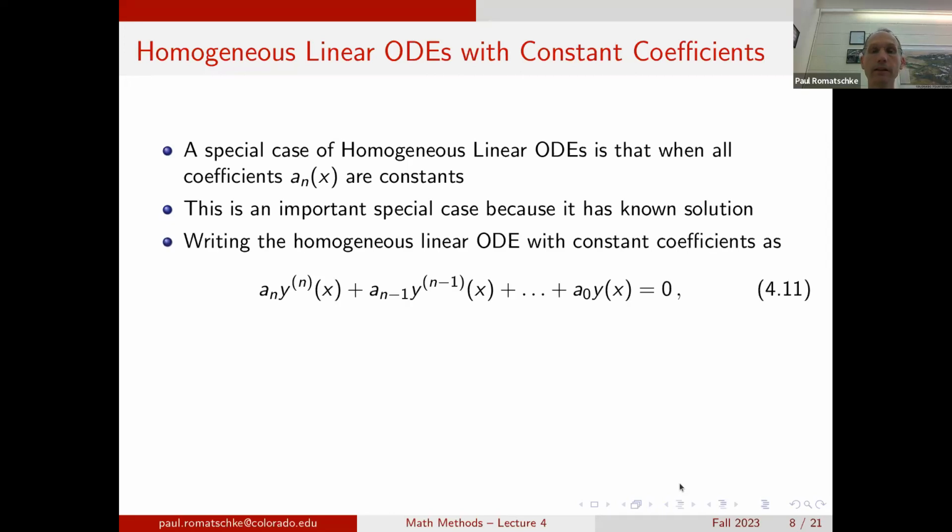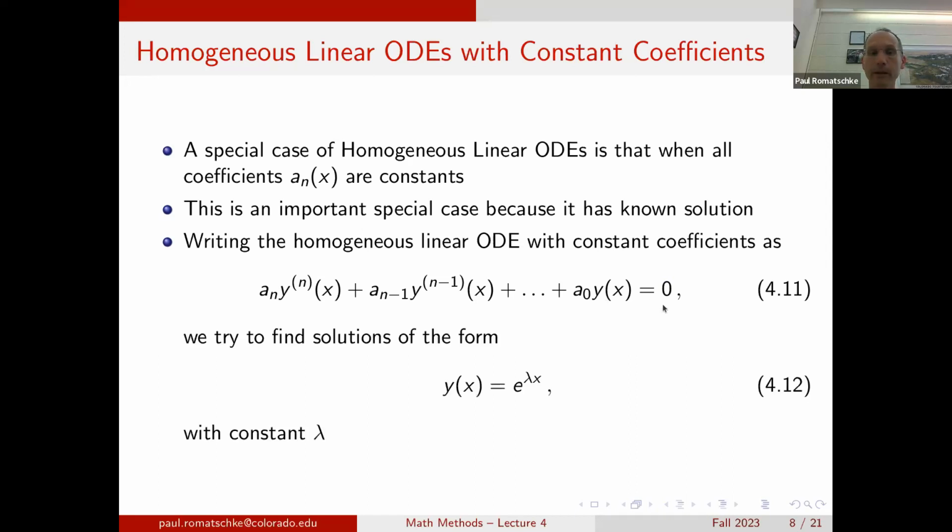So if we write this homogeneous linear ODE with constant coefficients as a_n times the nth order differential plus a_(n-1) times the (n-1)th order differential, all the way down to a_0 with no differential, of y of x is 0, then we want to try to find solutions of the form y of x is the exponent of lambda times x, where lambda is constant.